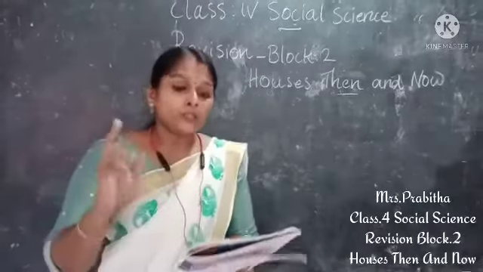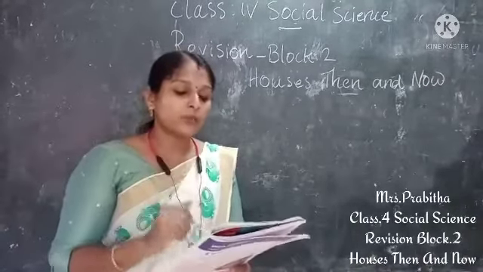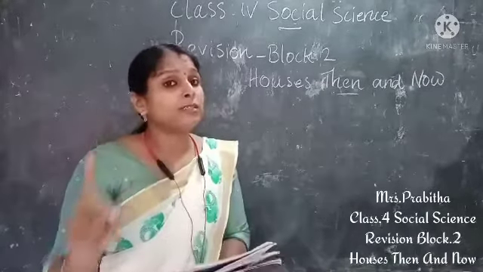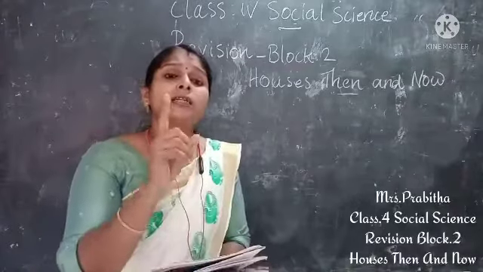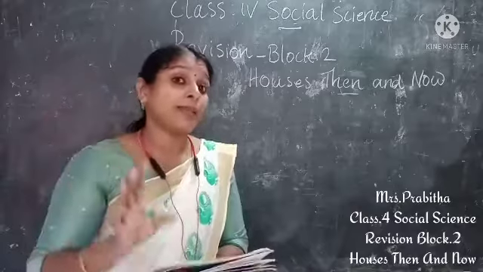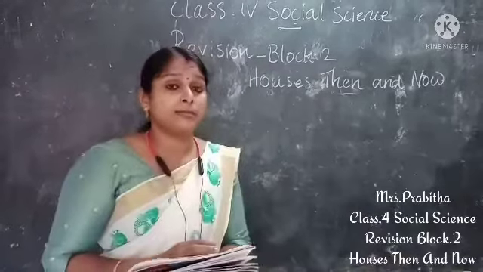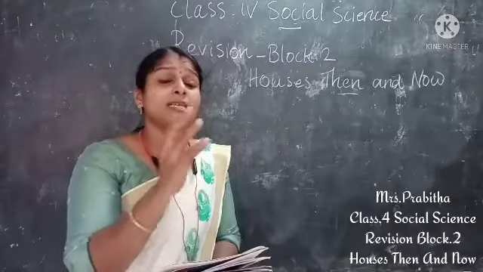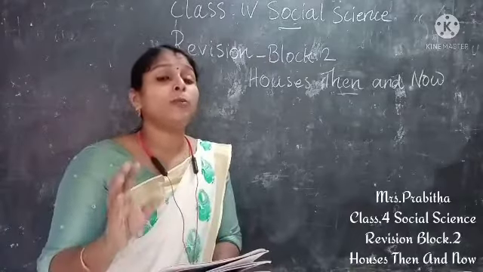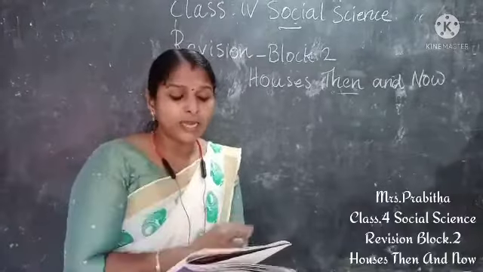Two differences between a multi-story building and a single-story house. First, single-story has only one floor, multi-story has many floors. In single-story, one family can live; in multi-story, many families can live. In single-story there will be more open spaces, verandas, courtyards. But in a multi-story building, there will be no more open spaces. Like that you can write two or three differences.